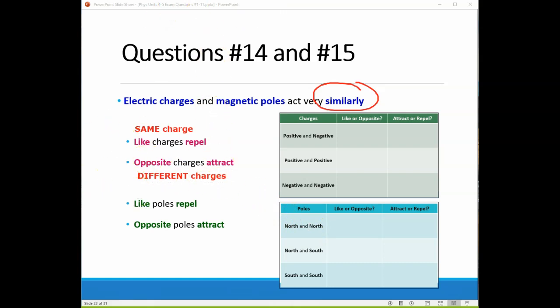The same thing is also true with magnetic poles, just now talking about the different poles, right? There's north poles and south poles. Again, like poles would repel, meaning they have the same poles. And again, opposite poles would attract. Again, that's going to be talking about different poles, right? So if you have a north with a south, or vice versa, a south with a north. All right, go ahead and work on questions 14 and 15, and then continue playing when you're ready.